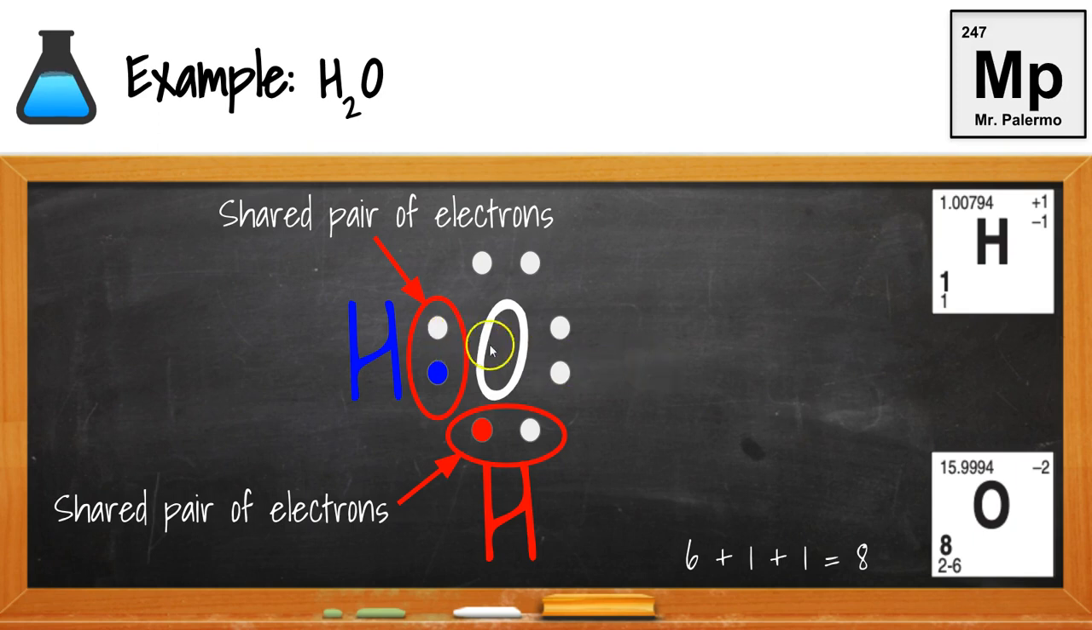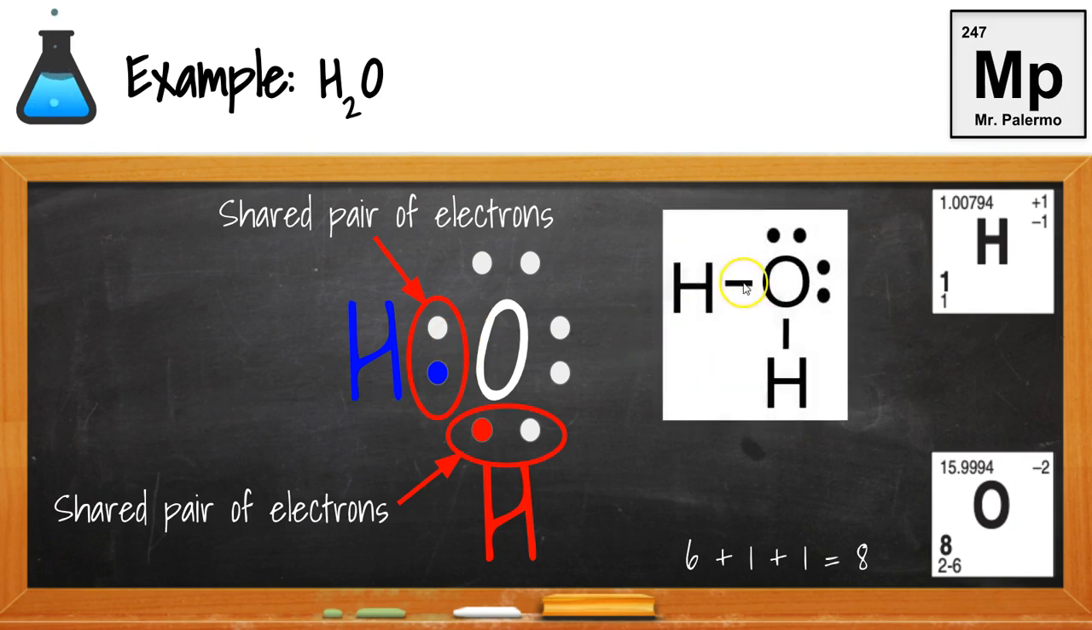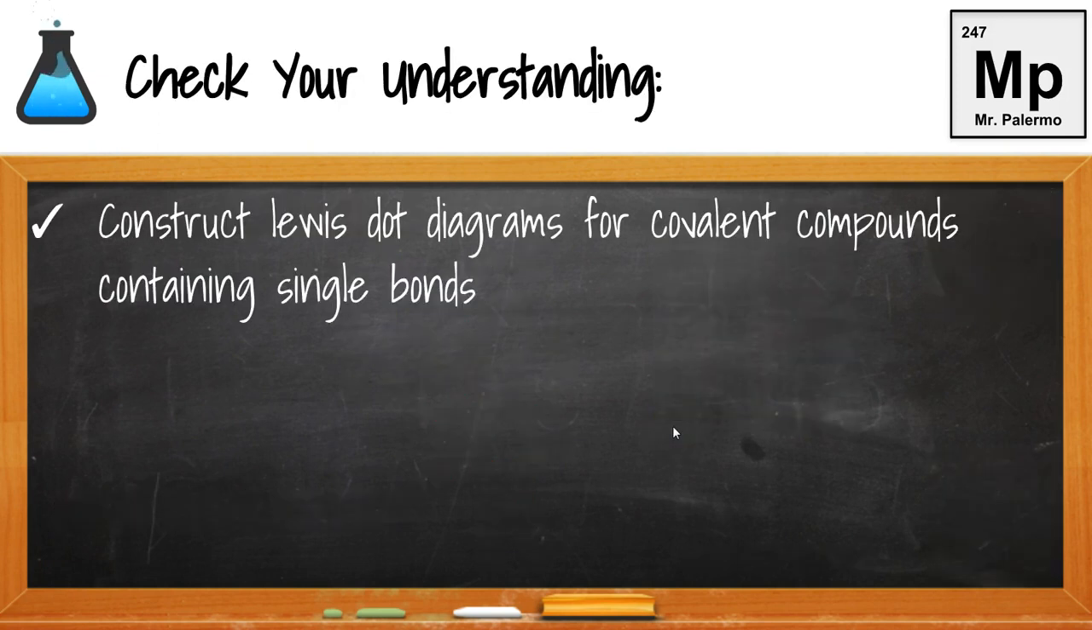And again, if you want to replace the pair of electrons that are being shared, you can replace that with a bond line, which looks just like this. So either structure is correct. Let's check your understanding. Can you construct Lewis dot diagrams for covalent compounds containing single bonds?